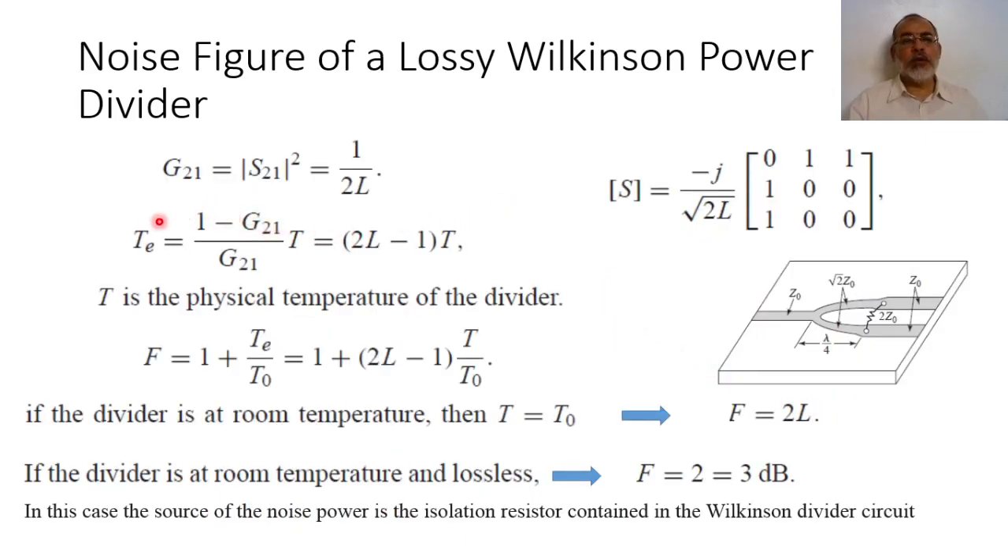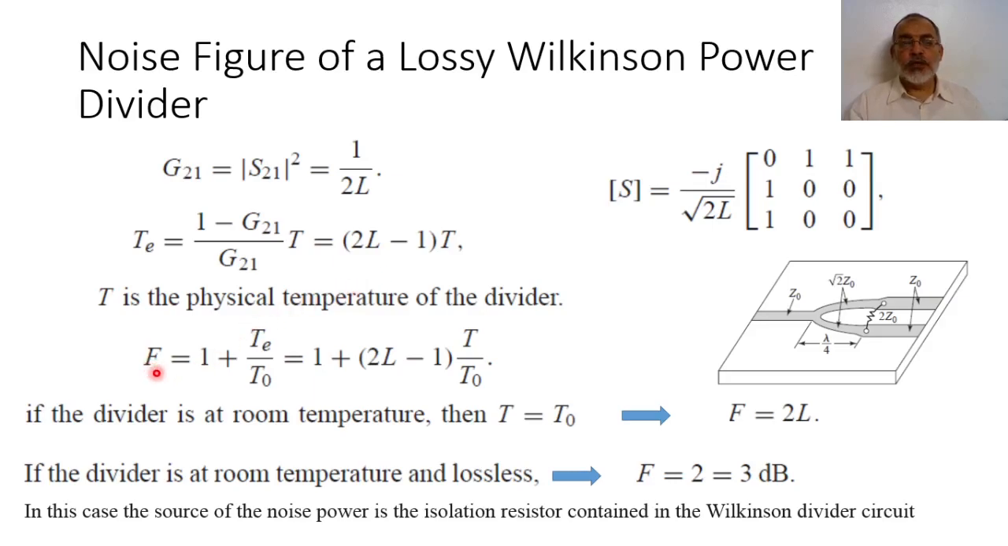So now we have the maximum available gain, G21, is simply 1 over 2L. From this, we can obtain the equivalent noise temperature for this Wilkinson power divider as (1 minus G21) over G21, multiplied by the physical temperature of the Wilkinson power divider. By replacing G21 by 1 over 2L, this would be (1 minus 1 over 2L) over (1 over 2L). So this can be arranged as (2L minus 1) multiplied by the physical temperature of the Wilkinson power divider.